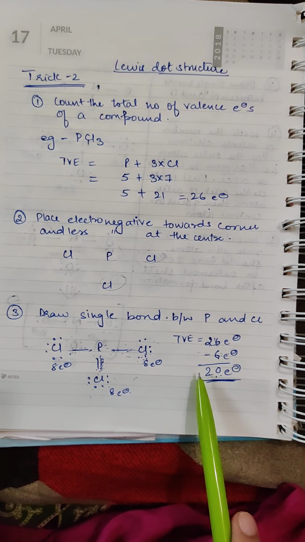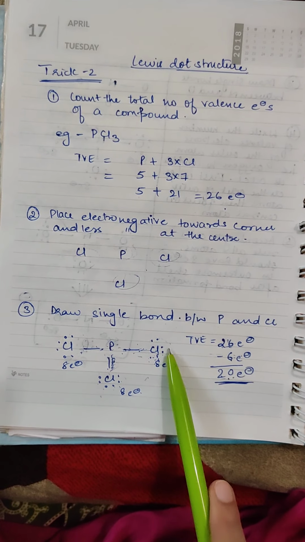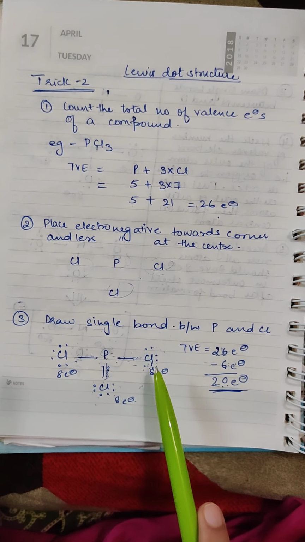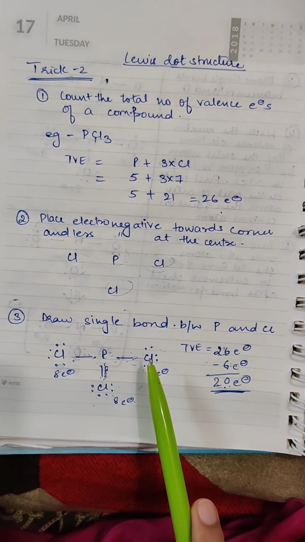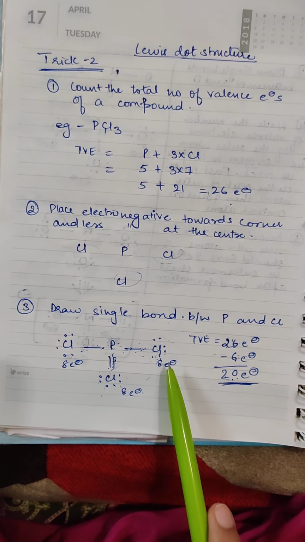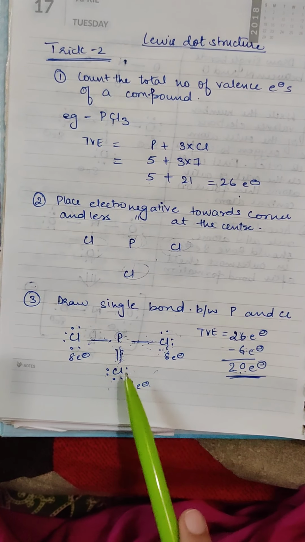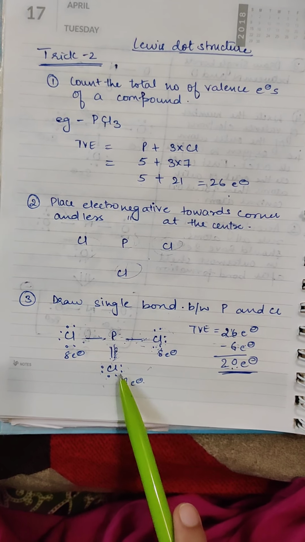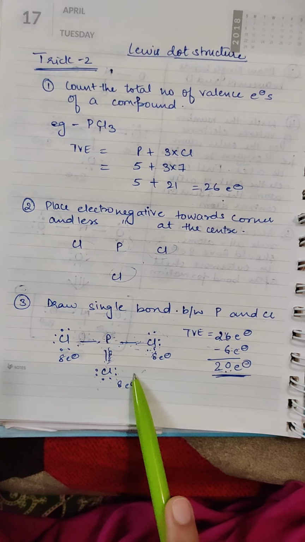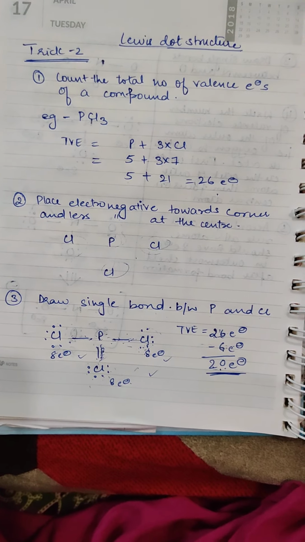Now these 20 electrons I will try to accommodate on the outer atoms such that the octet is filled, or the total number of valence electrons on each outermost atom is 8. So I have written 1, 2, 3, 4, 5, 6, 7, 8. Each chlorine atom will get 6 electrons so that the total number of valence electrons for chlorine is 8. Here it is 8, here also 8, and here also 8.